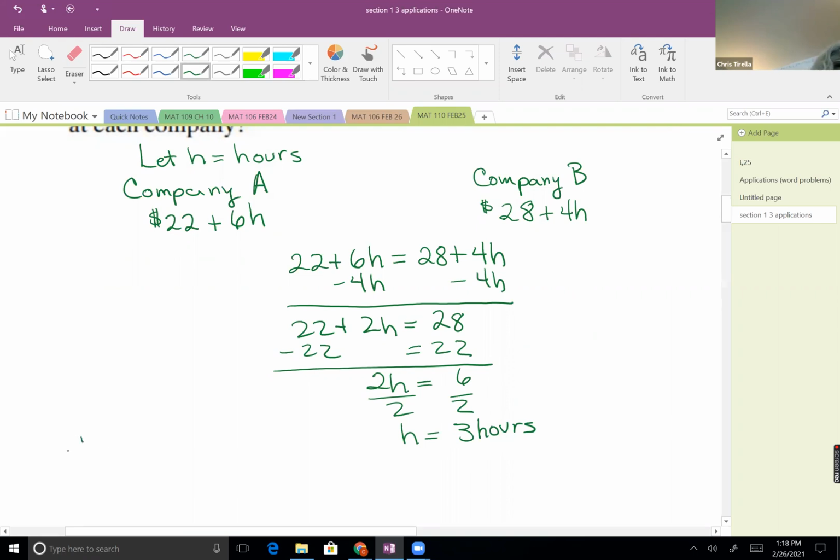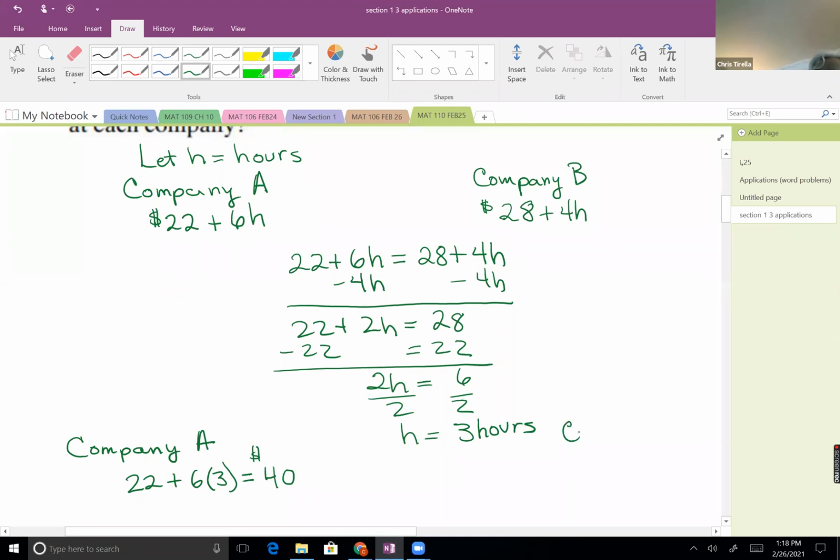So now checking, company A would be charging $22 plus $6 times each of 3 hours. So that would be 22 plus 18 is $40.